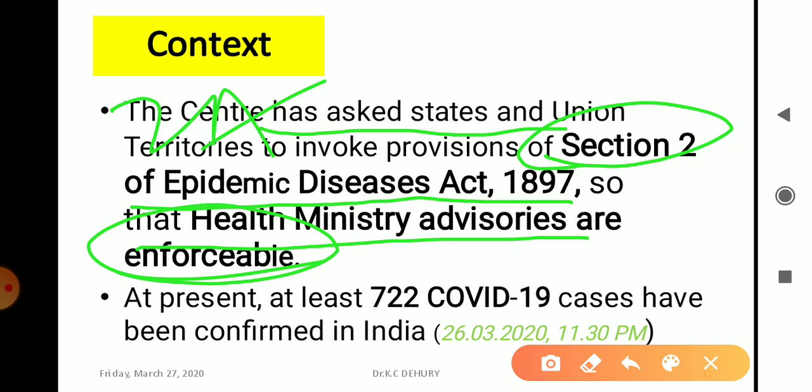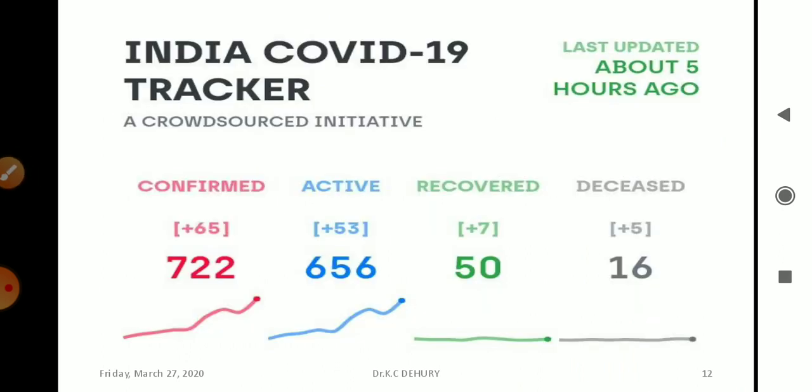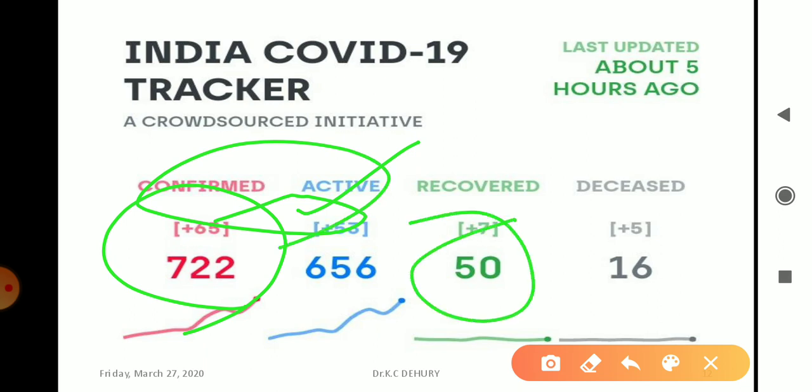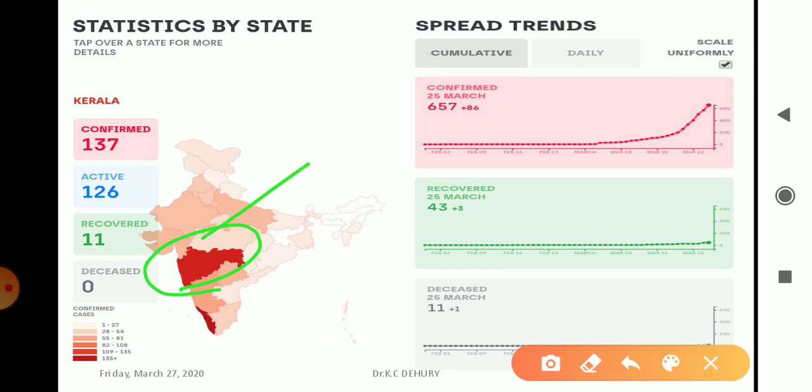At present, yesterday I made this slide, that is 26th March of 2020 at 11:30 night. At present, 722 COVID-19 cases have been confirmed in India. So you can track it on the government site: 722 confirmed cases, active is 656, but you just see the recovery rate is too low, only 50, and the mortality is 16. And you just mark that Maharashtra is the worst affected state, with the maximum number of confirmed cases, right? And Rajasthan, UP, Gujarat, Kerala, sorry, again Maharashtra, Kerala also worst affected. Karnataka, Telangana, all the states are experiencing the situation very badly.